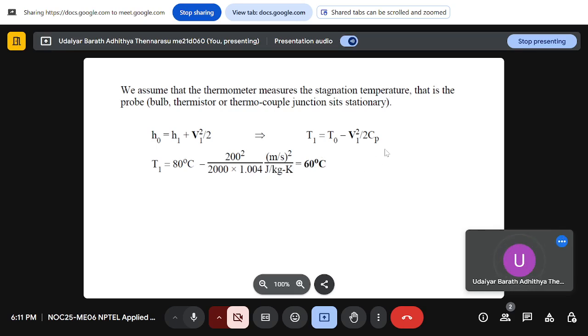Since the flow possessed 200 meters per second, that caused the temperature we measured to be 80 degrees Celsius, which was the stagnation temperature. So your temperature measurement device is measuring 80 degrees Celsius, but your actual flow temperature is 60 degrees Celsius. That's what it says.